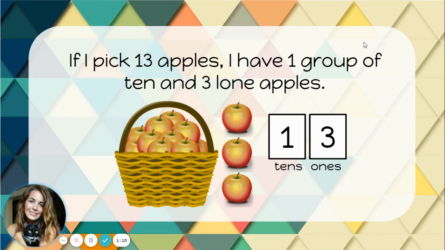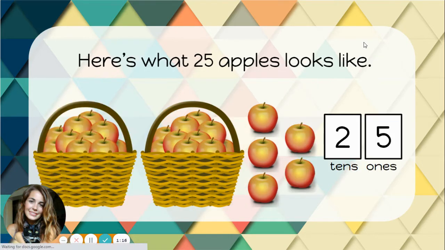If I pick 13 apples, I have one group of 10 and 3 lone apples, or 3 ones. Here's what 25 apples looks like. This time I have 2 groups of 10 and 5 ones.